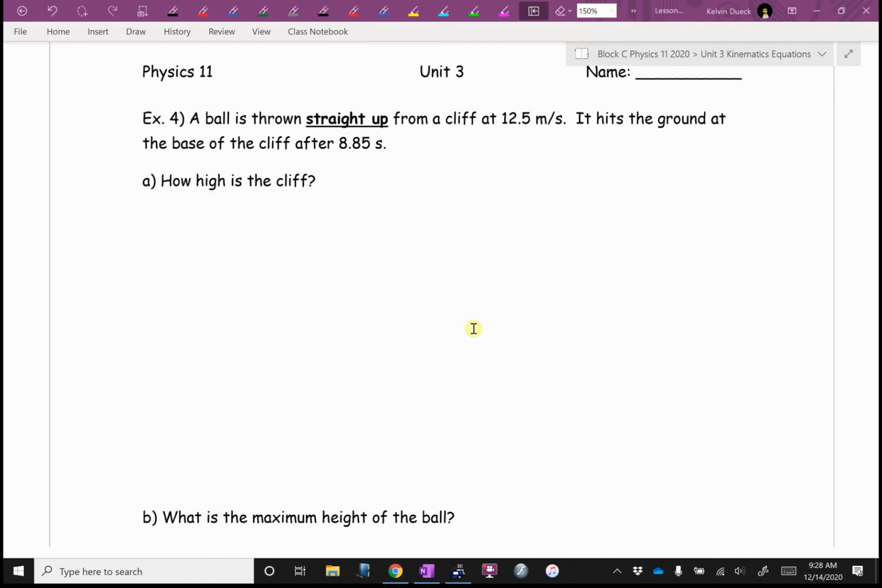Example 4, a ball is thrown straight up from a cliff at 12.5 meters per second. What if it had been straight down from the cliff? How would I have shown straight down with the 12.5? Negative, okay? And I might have been nice and said straight down at negative 12.5, or, if I was trying to make the question a little tougher, I might have said straight down at 12.5 and expected you to clue in negative. Hits the ground at the base of the cliff after 8.25 seconds.